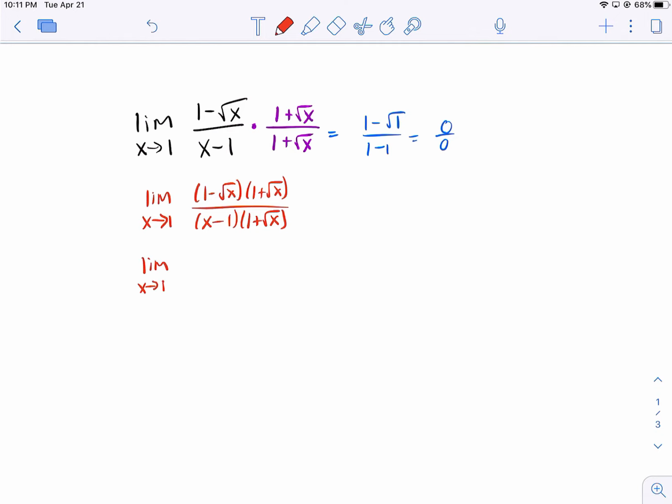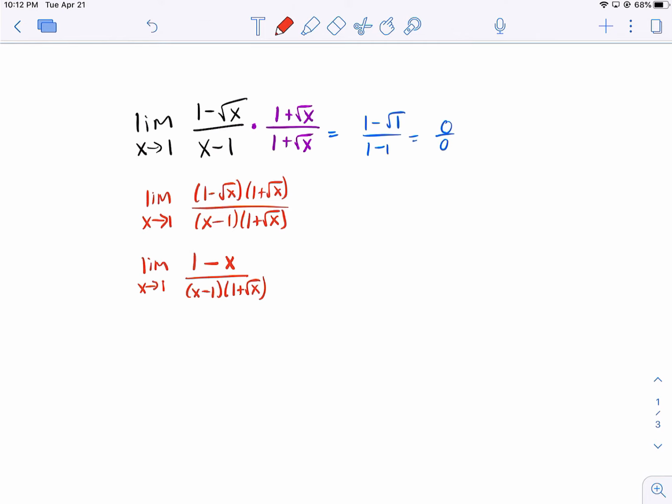And then that top term, we square, essentially you square the outside number. So it's 1 squared, which is 1. Put a minus in the middle. And the square root of x times the square root of x just becomes x. So it becomes 1 minus x over x minus 1 times 1 plus square root x.